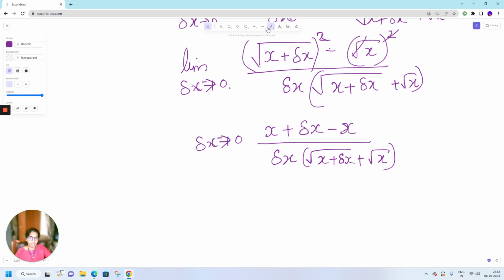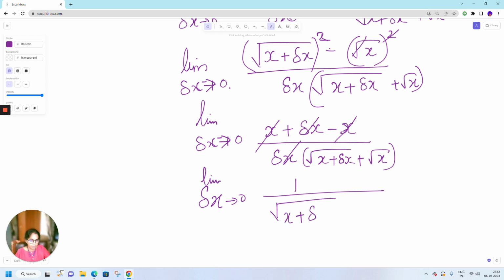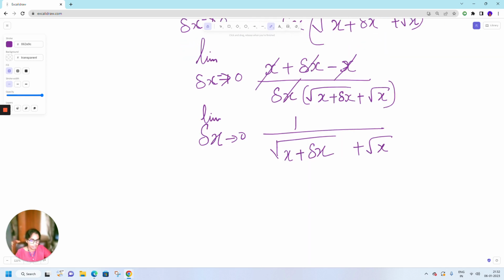Now what is the next step? As you can see clearly in the numerator, x and x get cancelled. So I would have limit del x tending to 0. Here even del x and del x get cancelled. Agree? So 1 divided by square root of x plus del x plus square root of x. Now I'll apply the limit. What would I get? Wherever I have del x, I would replace it with 0. So I would get root x plus root x. This is equal to 1 divided by 2 root x.